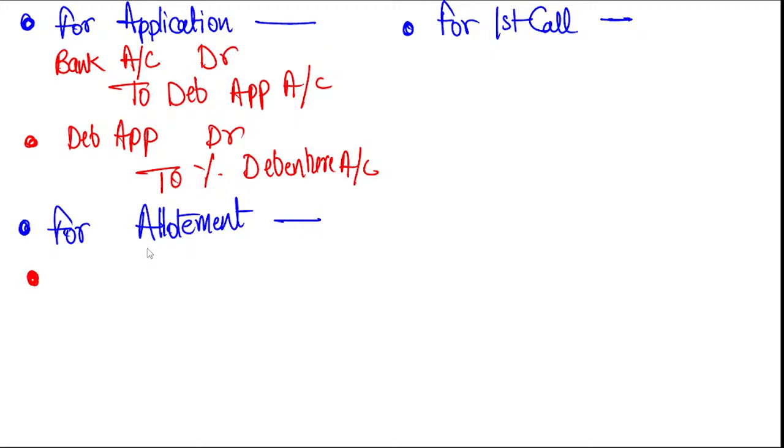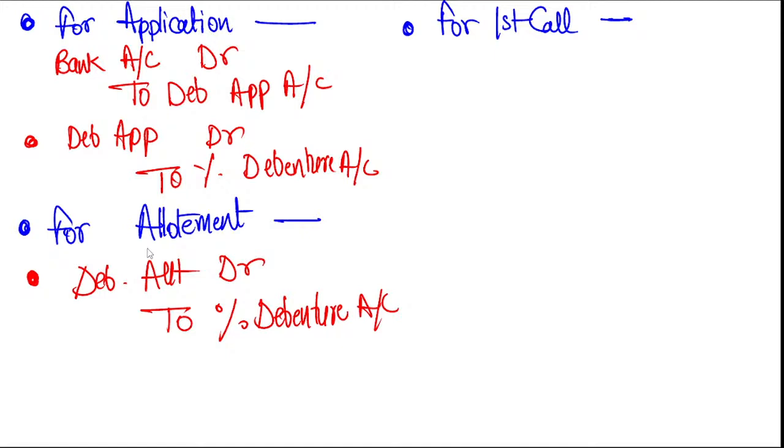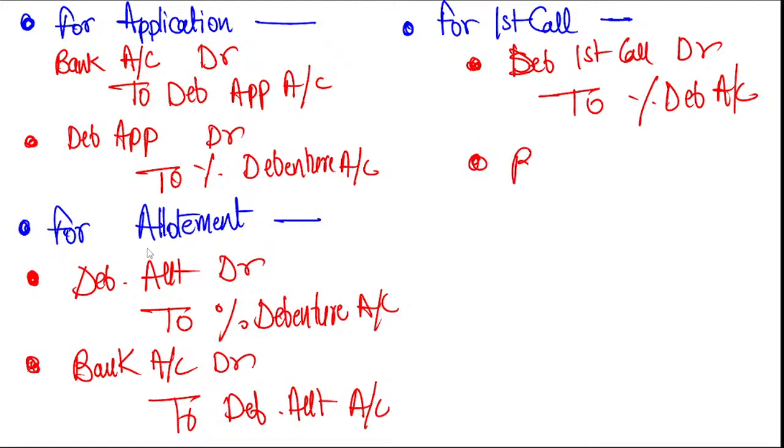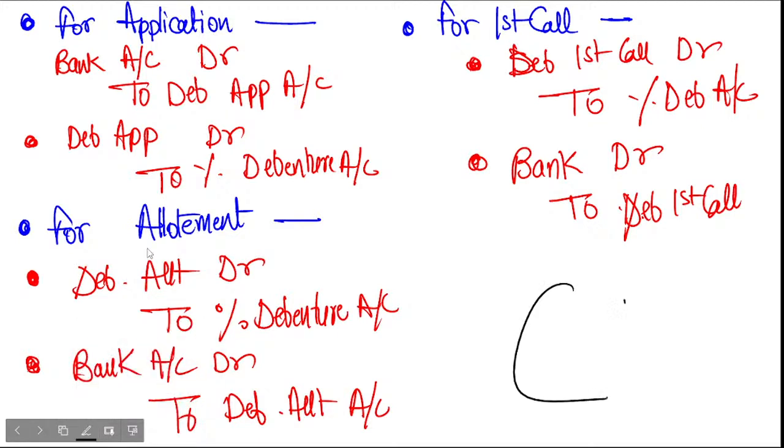Then we will pass the entry for allotment. Debenture allotment account debit to percentage debenture. Allotment money is due. Debenture allotment debit to percentage debenture. And then you will receive allotment, bank account debit to debenture allotment. And then we will pass the entry for first call. First call will be due, debenture first call account debit to percentage debentures account. And then you will receive the first call, bank account debit to debenture first call. So these are the 6 entries when debentures are issued at par. These are the entries for par, guys.